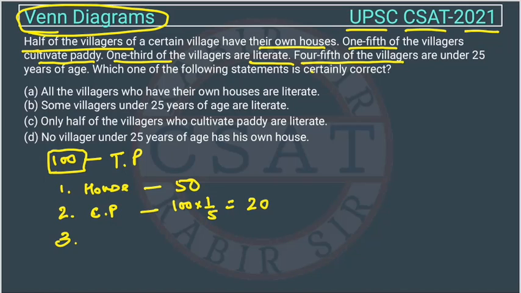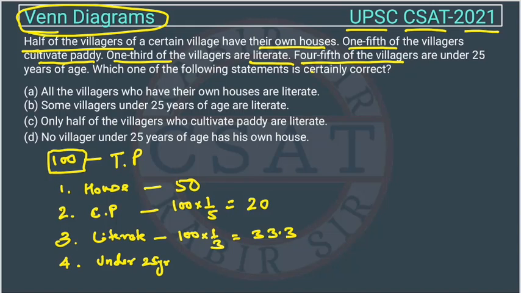Now the third, 1/3 of the villagers are literate. So literate are 1/3, total are 100. So 1/3 of it means it will be 33.3, right? Now the fourth statement, 4/5 of the villagers are under 25 years of age. How many are under 25? 4/5 of 100. So 5 will cut 100 twenty times, then this is 80. So this is the information they have given. Now we have to find out which statement is correct.